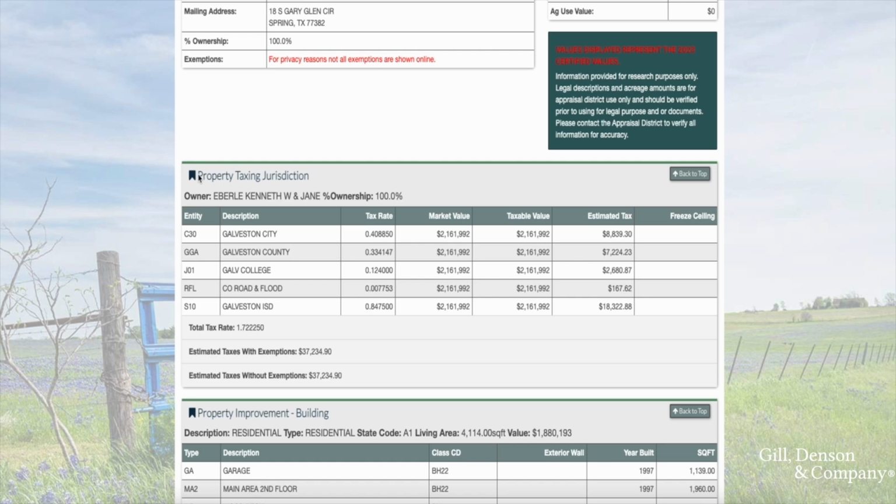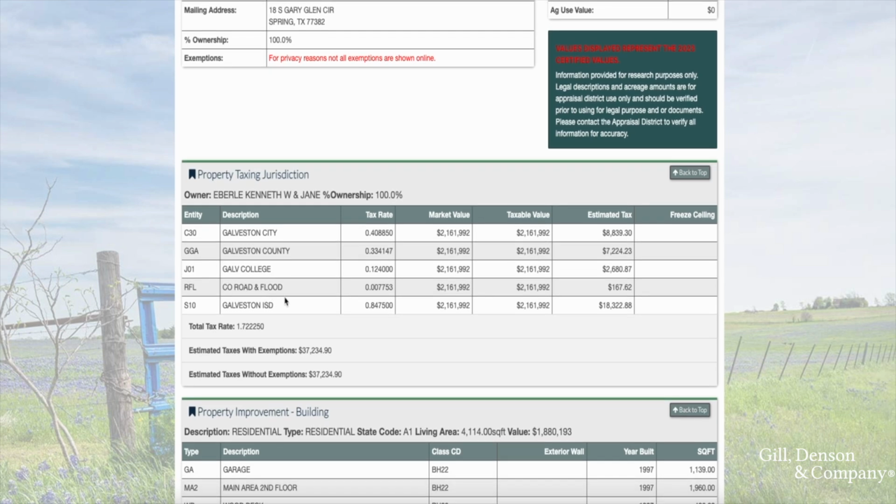Each county appraisal district shows you which jurisdictions your tax bill that you pay at the end of the year, where all those taxes go. And so you don't have any control over this. This is set by the county. This is set by voters in the jurisdictions within the county, and specifically where in the county you live, you'll have different jurisdictions.